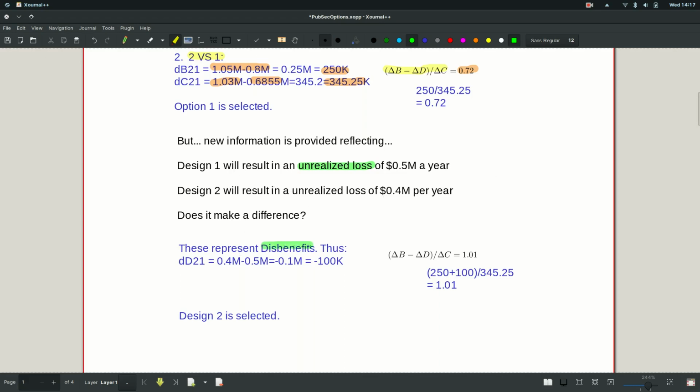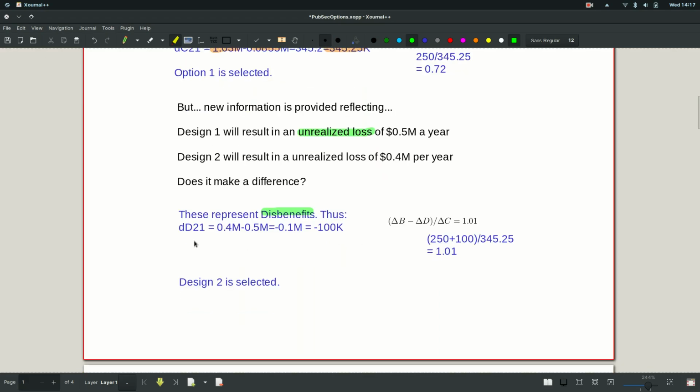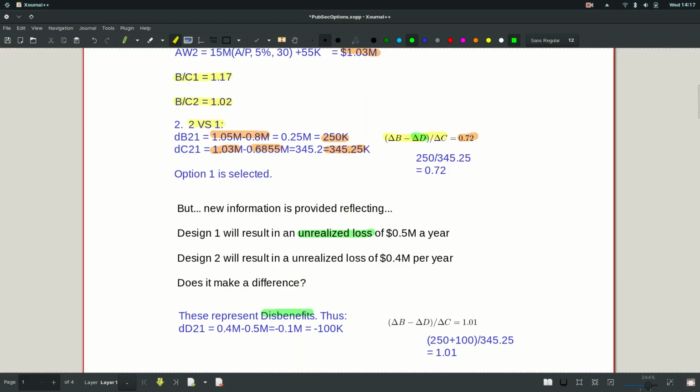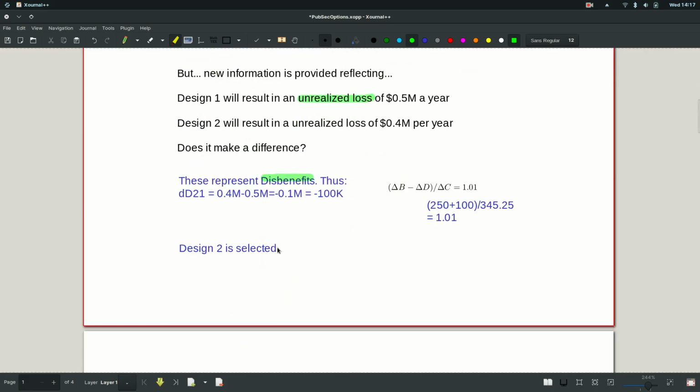So here we have 2 disbenefits. These represent disbenefits. So now we go back to our equation. This time we're going to calculate and add in the delta D, the difference in disbenefits. So that comes out to minus 100.